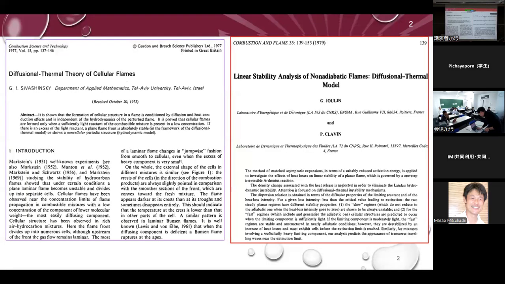Then our idea originally comes from Sivashinsky in 1977, and this is about without heat loss. This is an adiabatic case. And after that, we have the other paper by Joulin and Clavin in 1979. It's about the non-adiabatic case with heat loss, also in the diffusional thermal models.